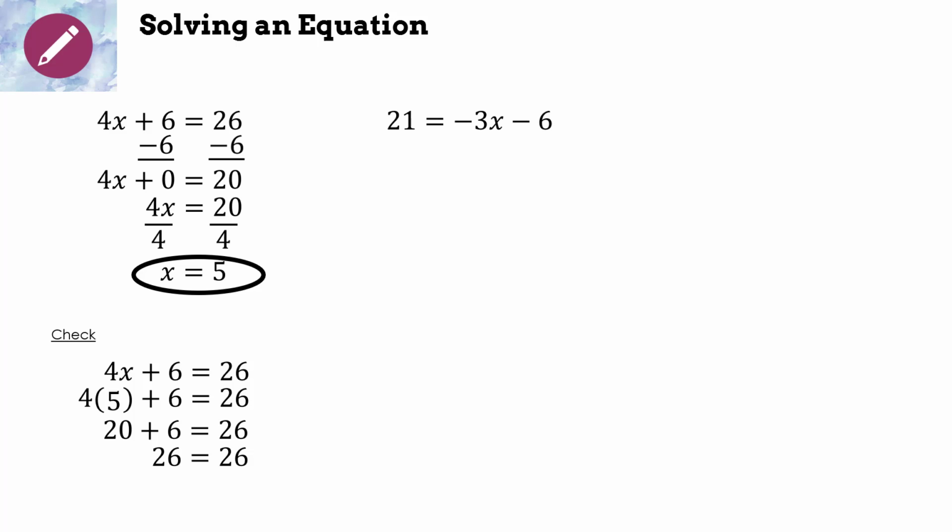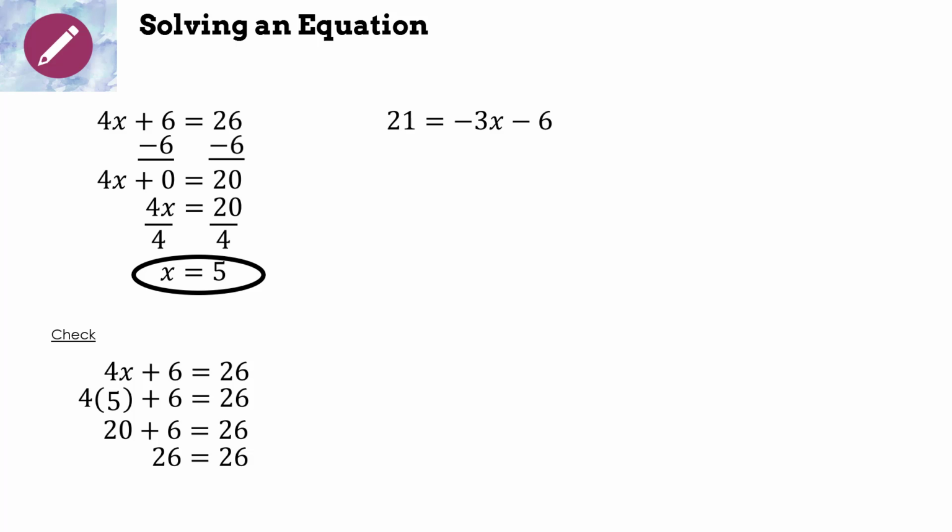Let's look at this equation. 21 equals negative 3x minus 6. Step 1 says, can we simplify anything? Well, if I look on the left side of the equal sign, it's just a 21. There's nothing to do. On the right side of the equal sign, I have negative 3x minus 6. Those aren't like terms, so I can't put them together.